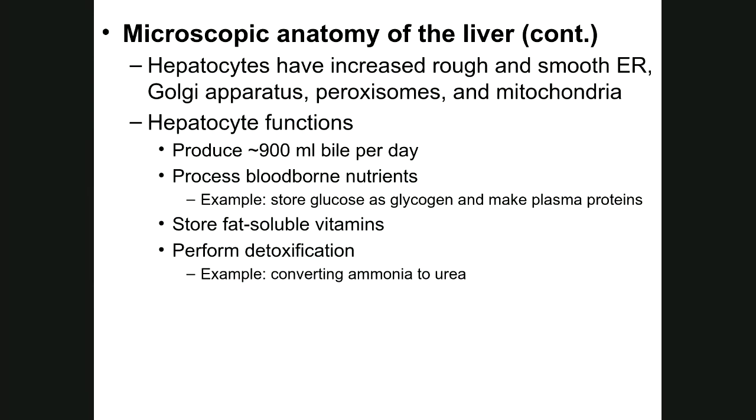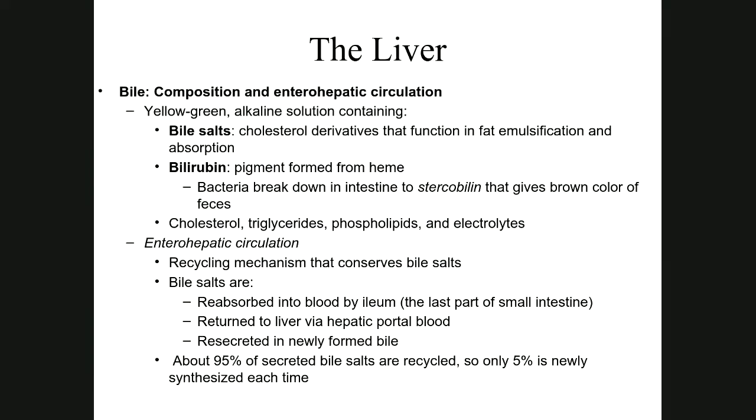The bile composition is a yellow alkaline solution. It contains bile salts, which are cholesterol derivatives that function in fat emulsification and absorption. Bilirubin is a pigment formed from the hemoglobin. Bacteria break it down in the intestine to stercobilin that gives the brown color of the feces.